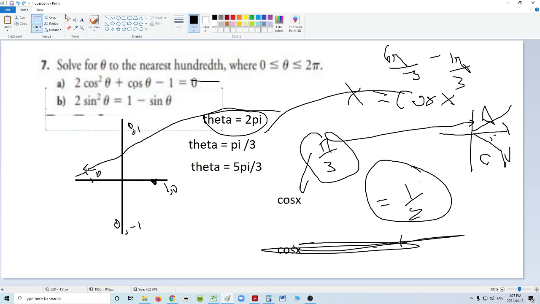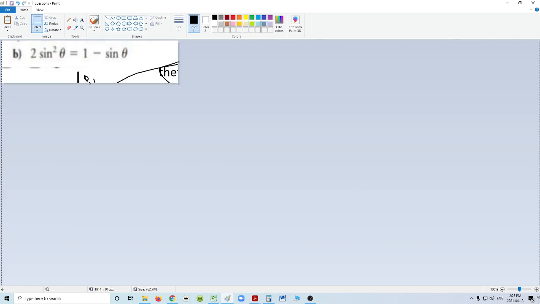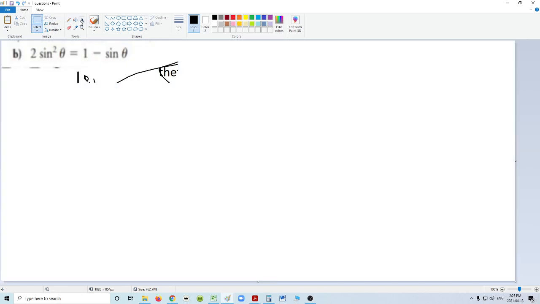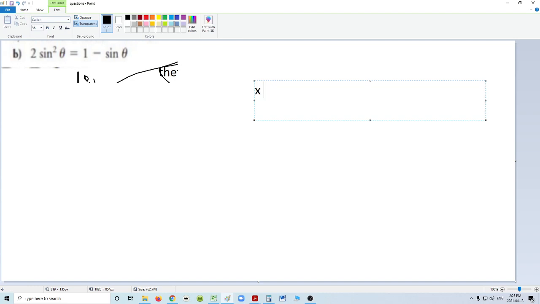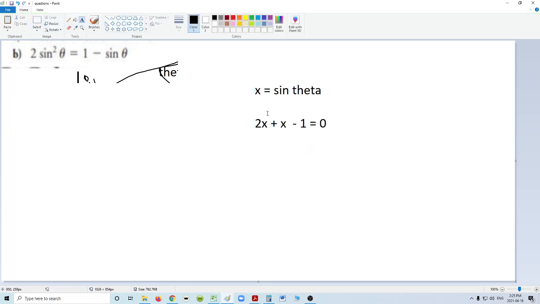This one's the same. It's the exact same. You start by making x equal to sine theta. So now you have 2x squared, and then you get all the stuff on one side, plus x minus 1 is equal to 0. And just remember that this is squared here. And so now you must factor that.